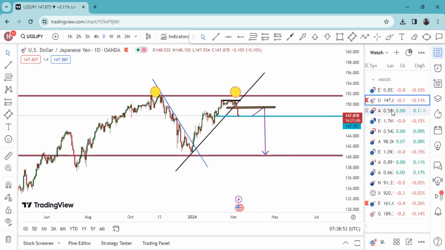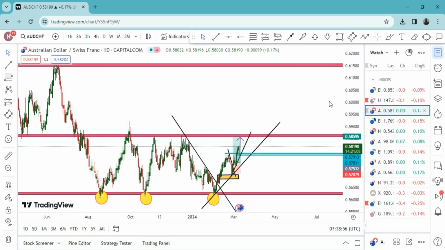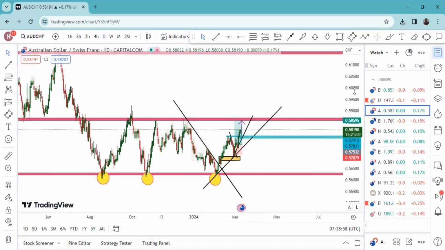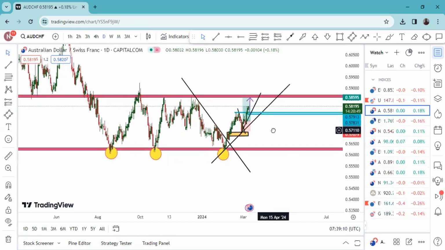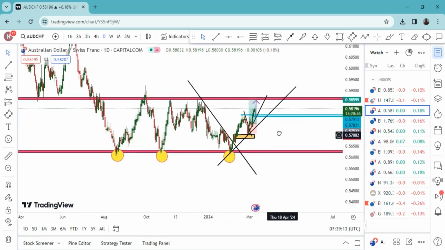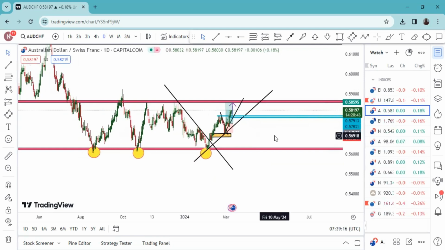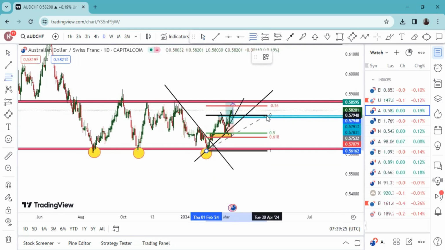So the next pair that I want us to look at is Audi Chef. Audi Chef, you remember the last time I took this trade around here. I drew the trend line here. So the market took me out around here with all this profit. Then when the market retraced, I saw this market is on a bullish level. So I took my Fibonacci level. I drew my level from the bottom to the top. This was the level, my 50 to 60 level.